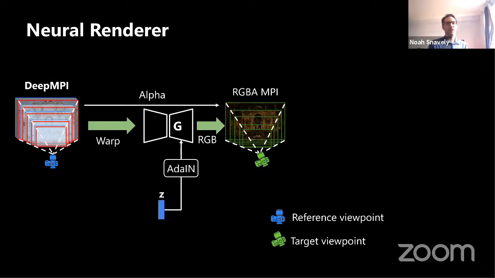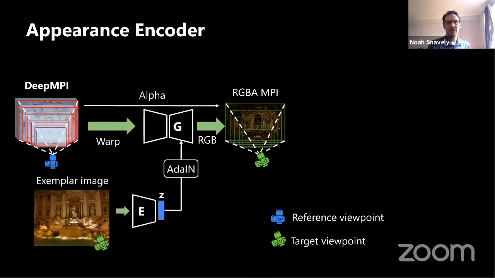And okay, how does the generator, this decoder slash generator, know what appearance to render? There's an appearance code representing what appearance you want to render, like nighttime or daytime, or sun is in the left side or the right side. And that modulates the decoder via an AdaIN layer to tell the decoder what kind of appearance to generate. And that latent vector Z, that appearance vector, is produced by an encoder that learns to take an exemplar image and produce a vector that represents the appearance of that image.